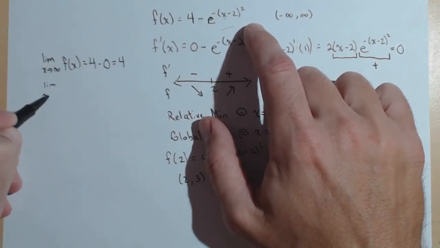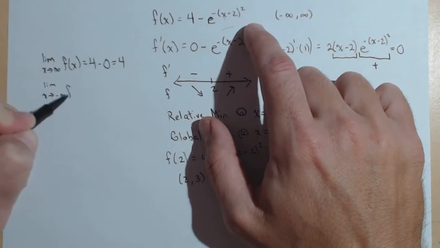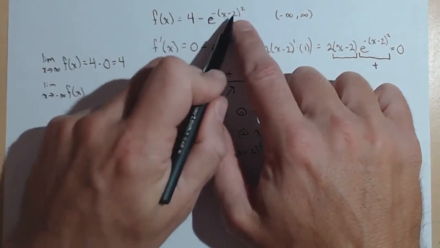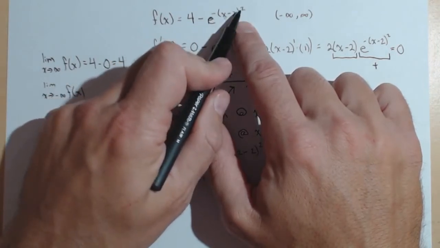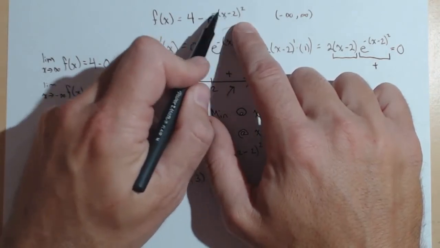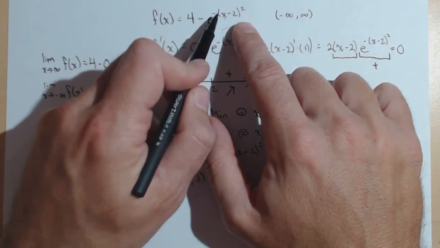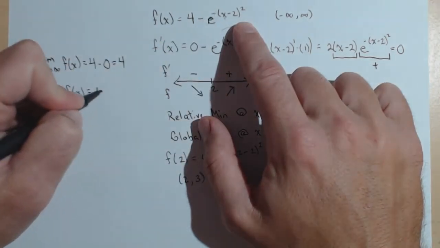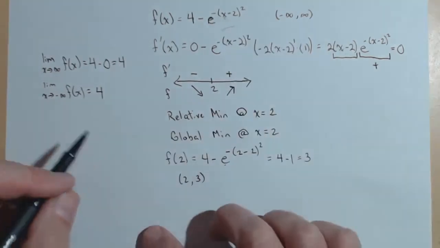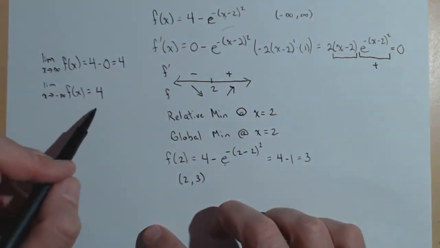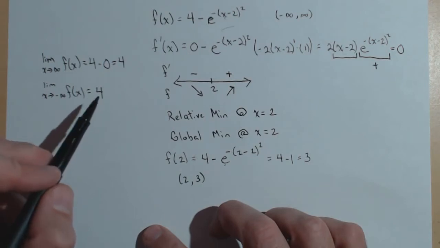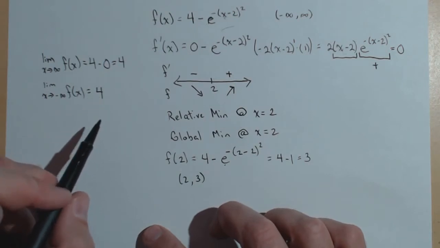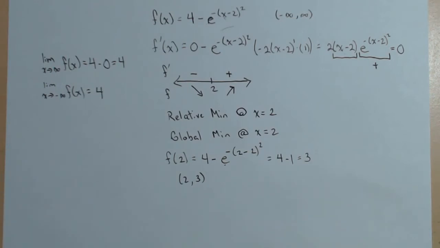Similarly, if we go to negative infinity, we're actually going to have the same limit because the exponent's being squared. So it doesn't matter if x is going to positive or negative infinity because it's being squared. It's going to make this whole thing positive, and this is going to make it back to a negative again. So this will also go to 4. So we've got a horizontal asymptote at 4, something that the function is going to approach but never actually equal. So we do not have a global max or a relative max.